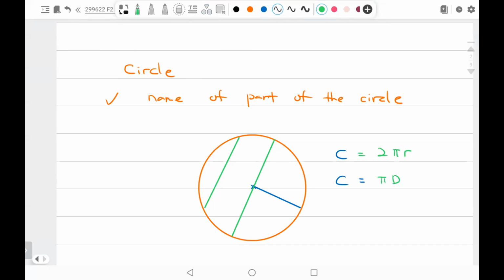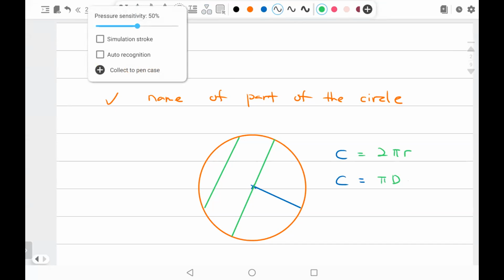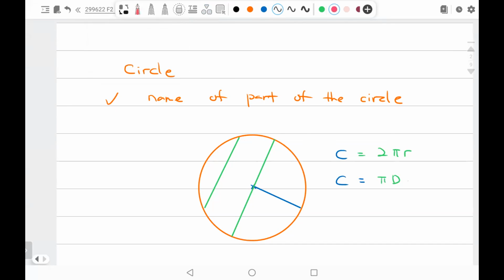D stands for diameter. So how does this formula come about? We know that diameter is 2 times the radius. So if only the diameter is given, then d equals 2 radius, and if we substitute, it becomes diameter. That's why the formula can also be C equals pi d. So we just remember: circumference equals 2 pi r.